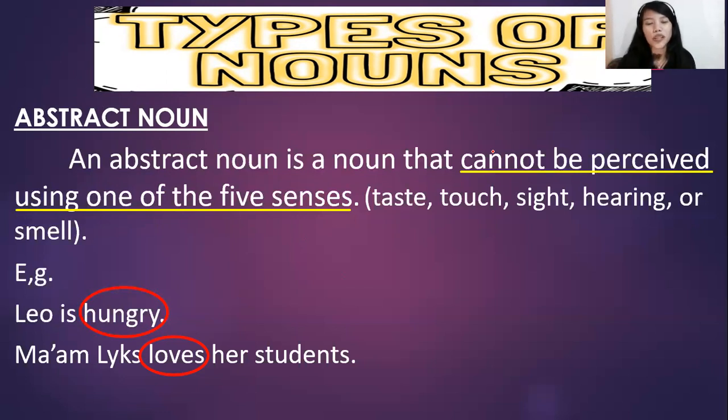Again, when we say abstract noun, these are nouns that we cannot touch, but we can feel. Another example for abstract noun is wind. We cannot see a wind, we cannot touch the wind, but we can feel that there is a wind or an air.